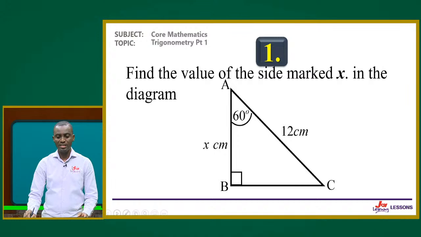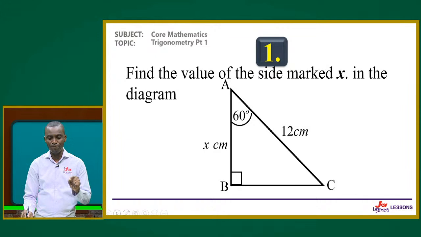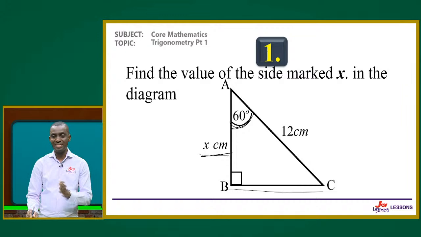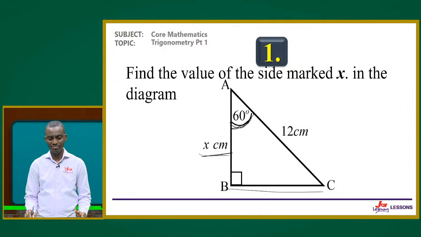Example number one. We have this triangle here, and we want to find the value of the side marked X in the diagram. So look at the triangle, and this is a right angle triangle. Now we have our angle theta given, which is 60 degrees. We don't know the side BC, but the question wants us to just find the side X, which is the adjacent side of the angle theta. So what do we do? Good. Now, we have to remember our Sokatwa. Very important. I have an angle theta.